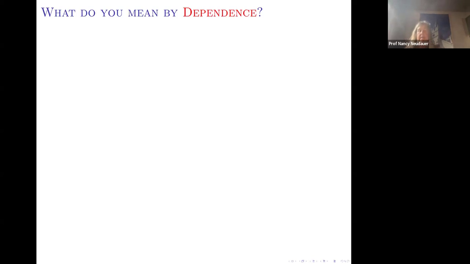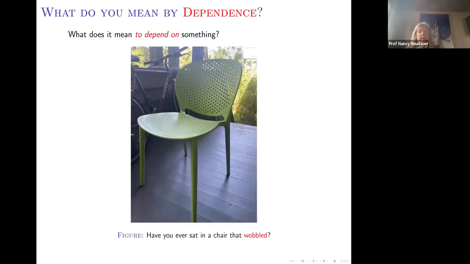And so what do we mean by dependence? Obviously, if we're thinking about linear algebra, we can think about linear dependence and linear independence, but we want to generalize this. And so I was always trying to think, how can we think about this sort of concretely? And in some sense, we think like, well, what does it mean to depend on something? And so then I thought, well, okay, have you ever sat in a chair that wobbled? This is a picture of a chair at my house.